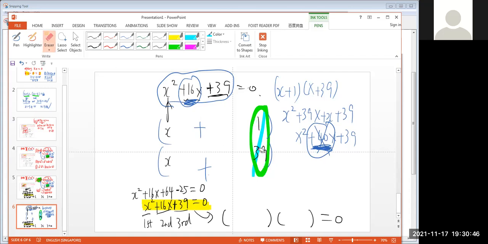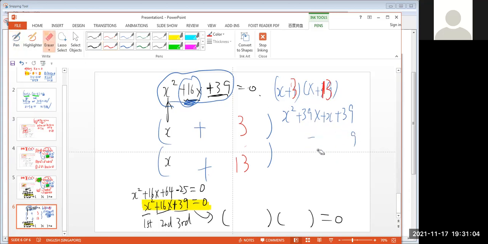All right. So the correct combination should be 3 and 13. I'm going to test this 3 and 13 together with you. So instead of 1 and 39, it should be 3 and 13. Let's test it. If you have x plus 3 times x plus 13, and you expand this, you're going to get x squared and then plus 13x plus 3x, then plus 39. And then if you add it up, 16x, I'm sorry.